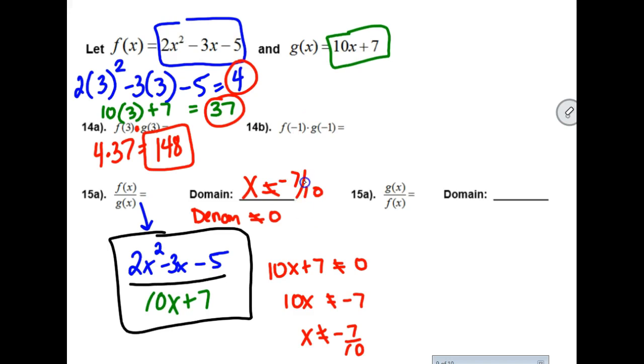Let's try this again. X cannot be negative 7/10. There we go. That's the domain. This is the function itself. Kind of crazy, huh? All right. I feel like I skipped a question, though. There's a whole question after this. Where'd it go? All right, I'll just write it down.